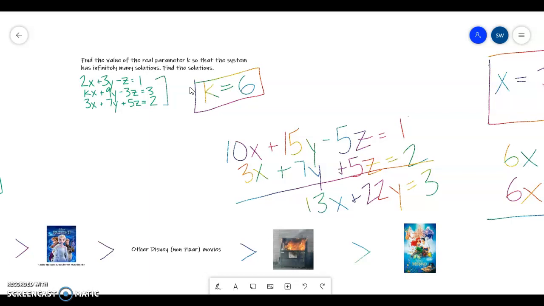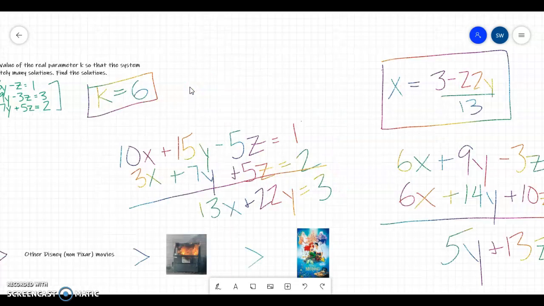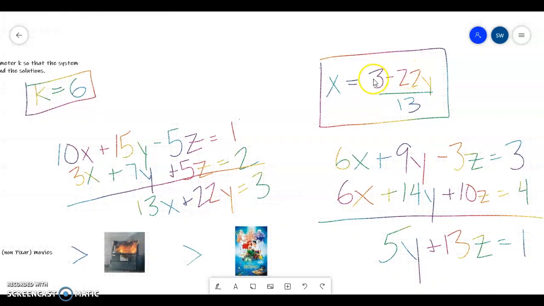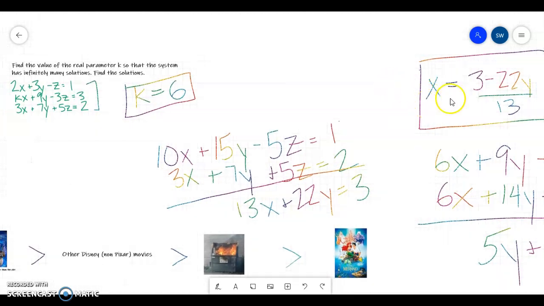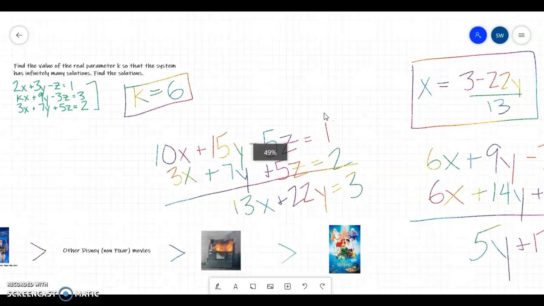So it doesn't matter which one we solve for here. I just chose to solve for x. It doesn't matter. But I'll explain that in a second. So if you solve this for x, you get this lovely pretty answer of 3 minus 22y over 13. So we're going to just say in the set of infinite solutions, x has to be equal to this in terms of y. So now I'm missing z, so I need to do something similar for z.